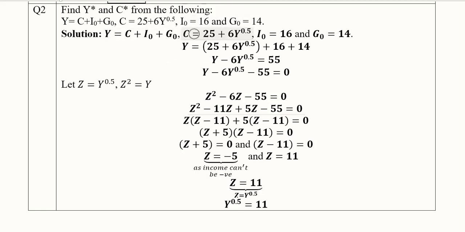We note the information of these 4 equations, and then we substitute the values. Here we substitute the consumption function, here the value of autonomous investment 16, and here the value of government expenditure, which is autonomous in nature, of 14. After substituting these values, simple algebra will guide us to find the value of y.